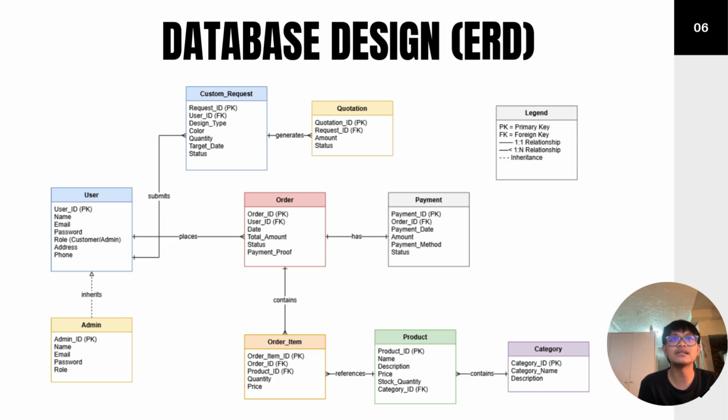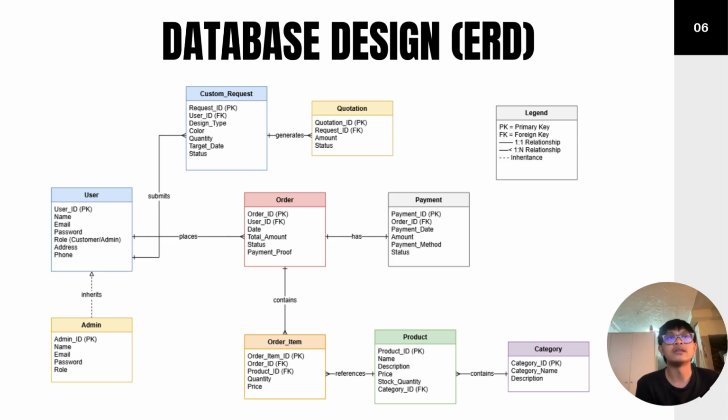So next we have the product and category entities. Each product belongs to one category and a category can contain multiple products. The product entity includes attributes such as the product ID, name, description, price, stock quantity, and category ID. So when a customer places an order, the information is stored in the order entity, which includes the order ID, user ID, date, total amount, status, and payment proof.